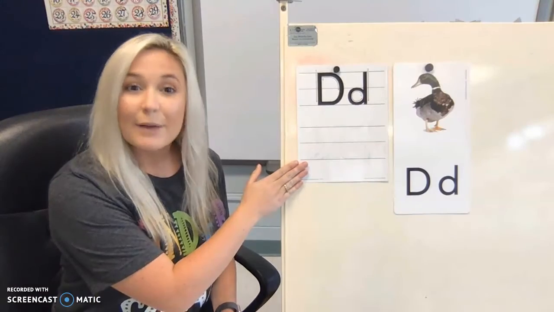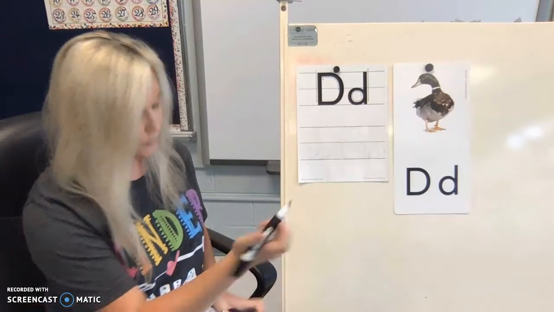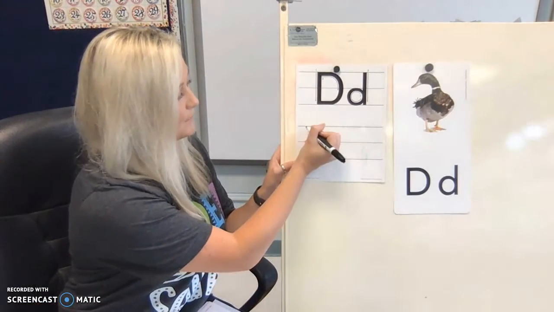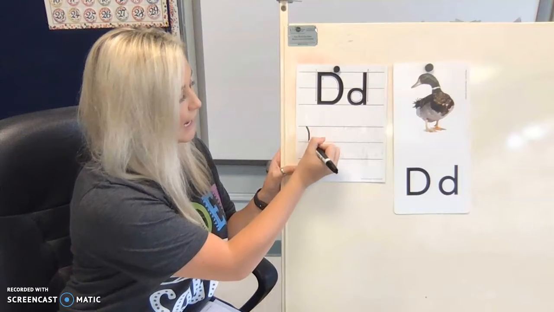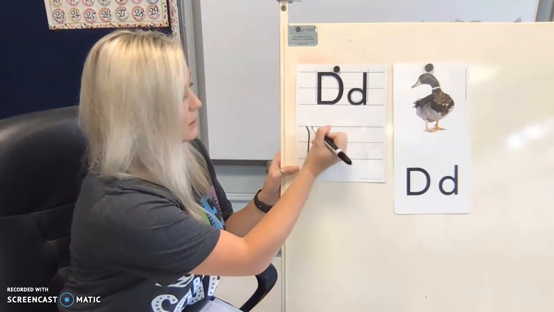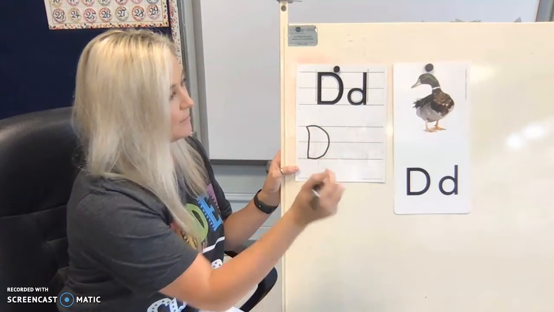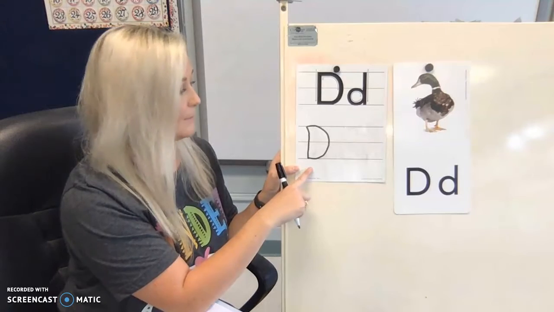I would like for you to hold up your pointer finger, and as I'm writing it on the board, just like we've been practicing, I want you to do it with me in the air. So for the letter D, we're going to start at the top. We're going to pull straight down, pick up our pencil, and then we're going to circle back around to the bottom. So that is our uppercase D.